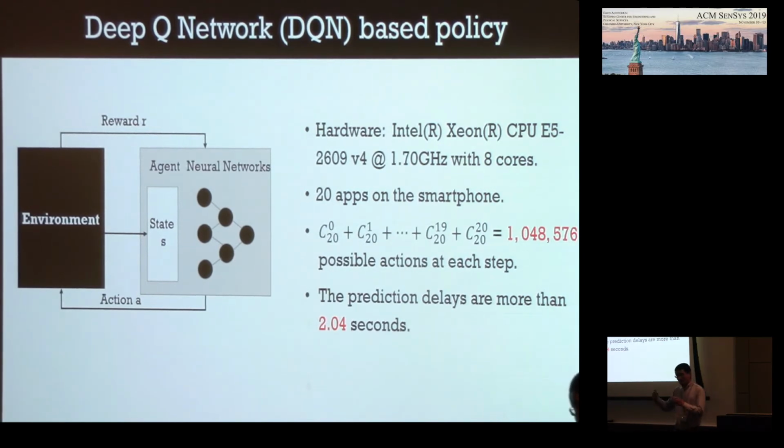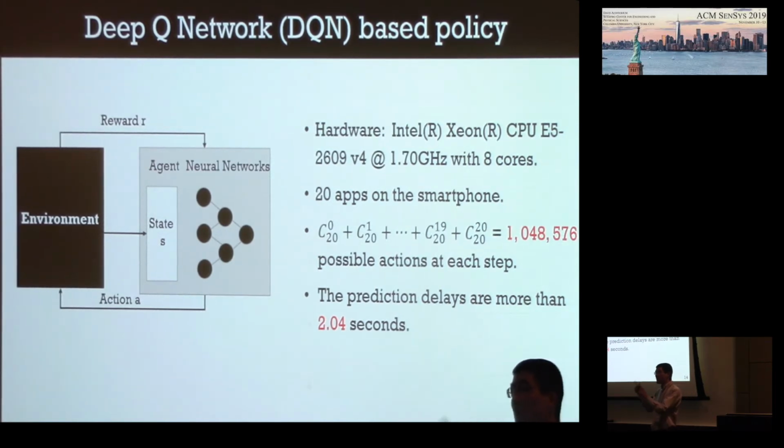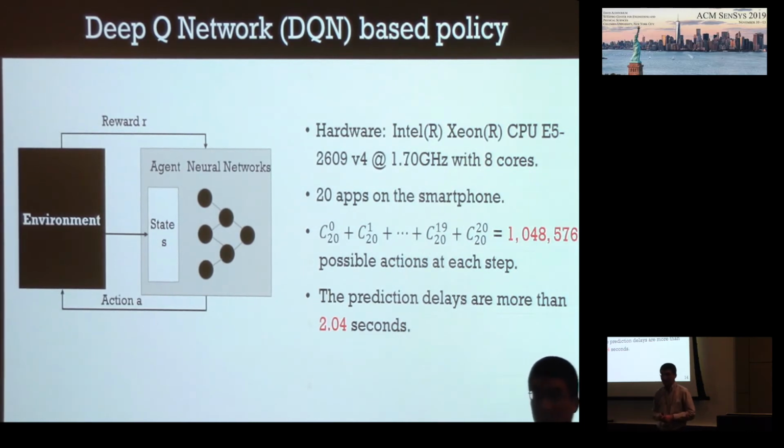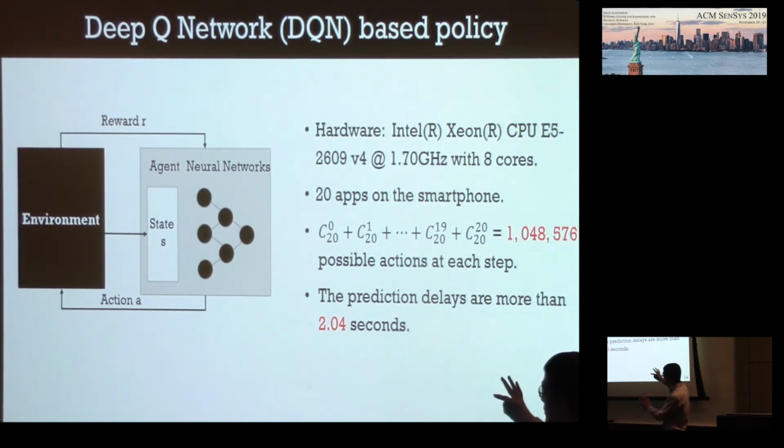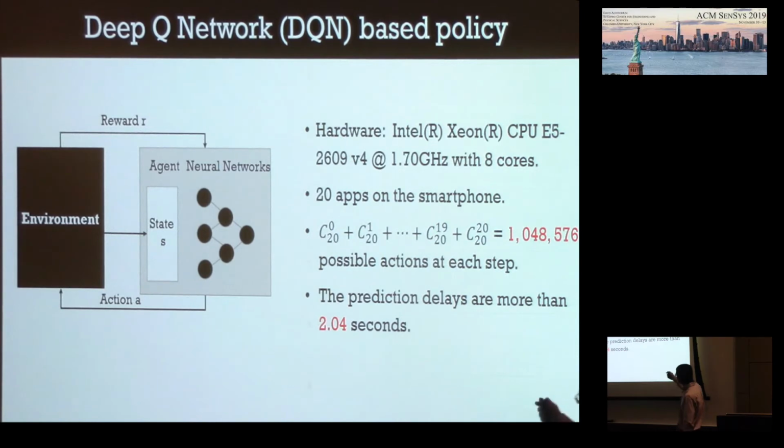So what we need to predict is a combination of all the possible applications that the user will use in the next time slot, right? So the combination, different possible combinations actually, the number is a lot.